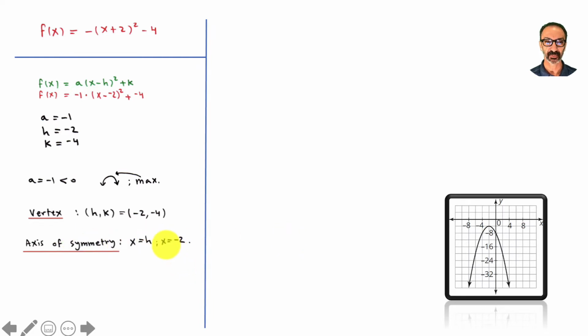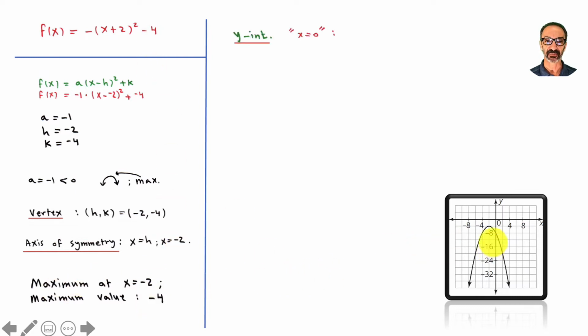In this case, it will be x equals -2. Yes, it does show that. Axis of symmetry right there. The maximum at x equals -2, and the output is -4, which is the k value.